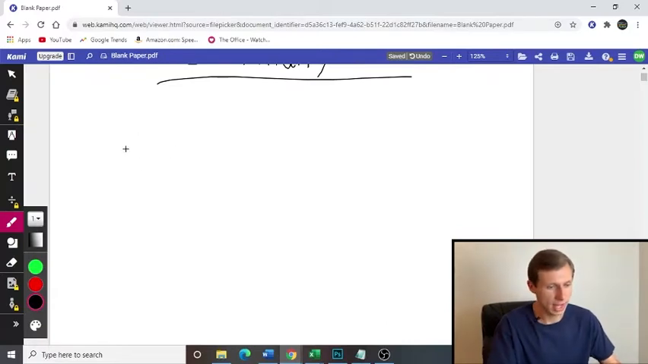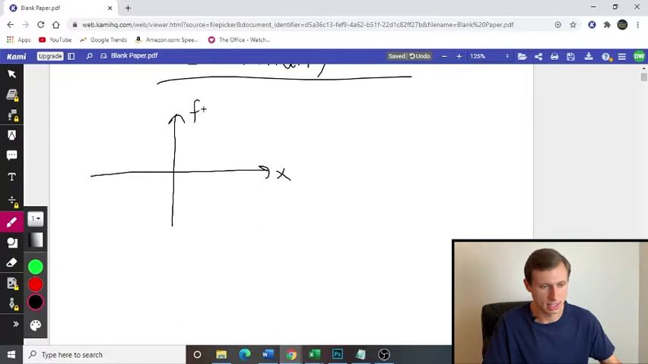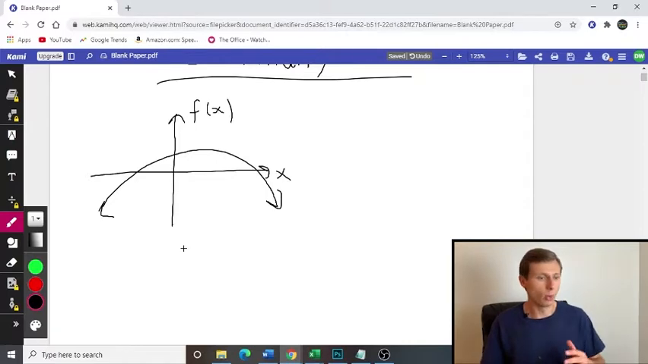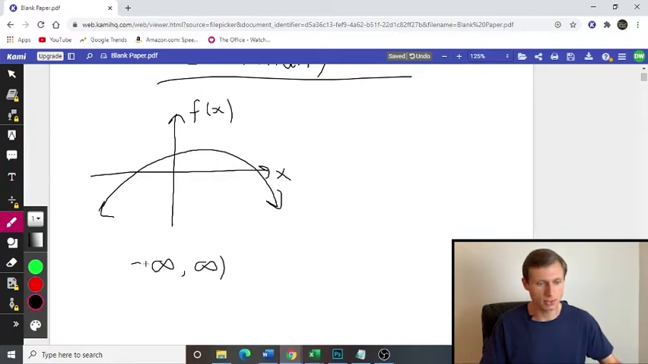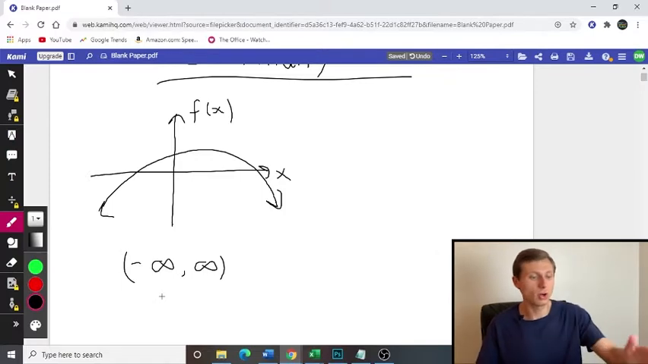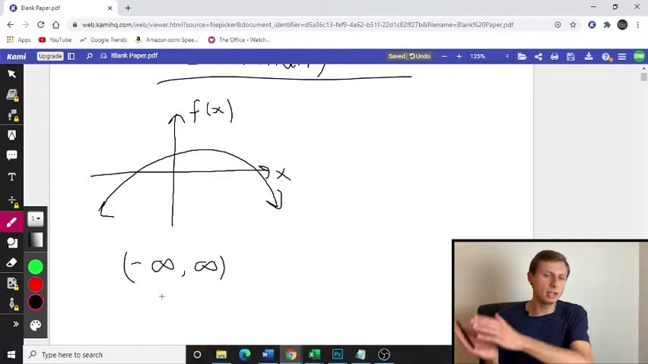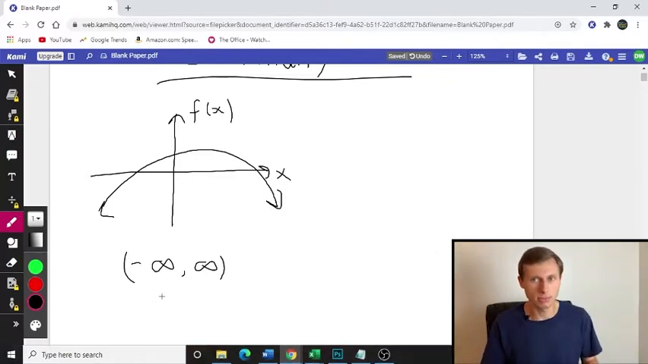Let's say we have here some graph, x, f of x, and it looks something like this, a parabola facing downward. My question for you, where is this function continuous? You would probably say it's continuous on negative infinity to infinity, right? That's where you would say it's continuous, and you would be correct. Why? Because you can draw this function from negative infinity to positive infinity without lifting your pencil. I just did it right here without lifting my pencil, so it's definitely possible.